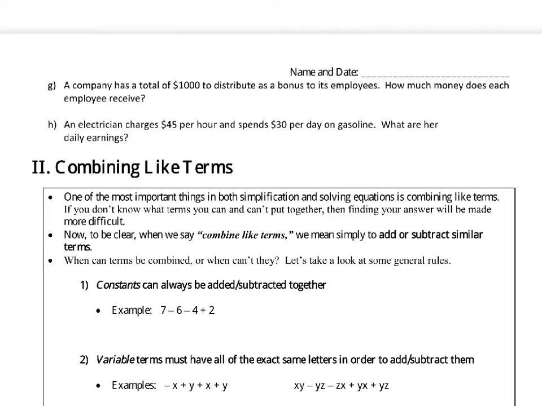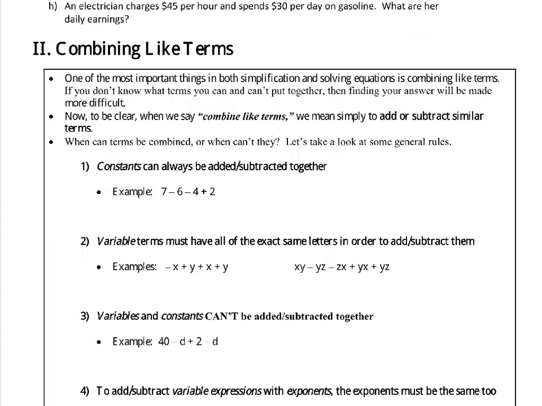So to find out how much money each employee gets, we will take 1,000 and we will divide it by how many employees there are. Now it says write an expression. All of these should not have equal signs, so we will leave our answer in this form. So again, please try the remaining exercises from example 1 and we will check them tomorrow in class.